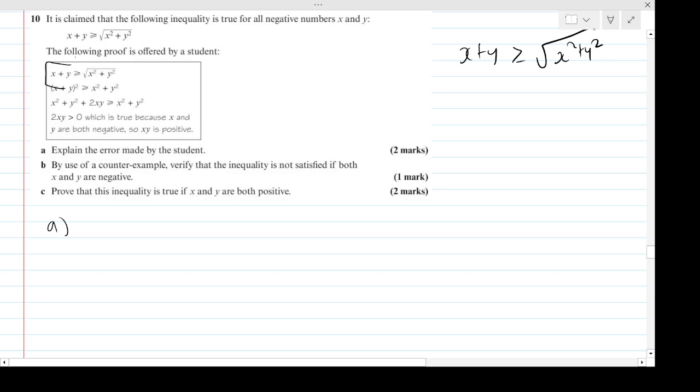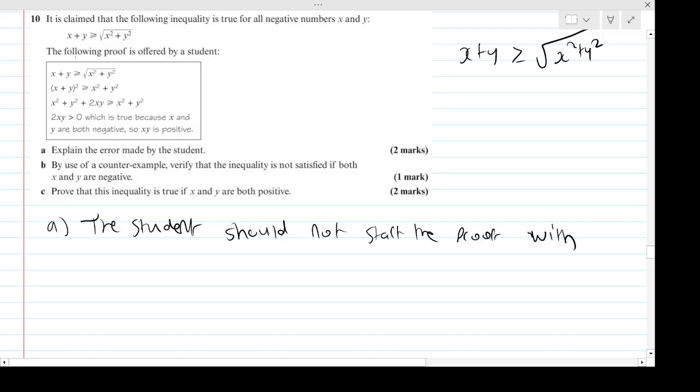Because again, you want to prove this statement. You can't start with that statement. You have to start somewhere else that you know is definitely true, and then work your way towards a statement which then proves it. So the ordering is wrong. So the error is the student should not start the proof with the claim, as the claim hasn't been proven to be true.